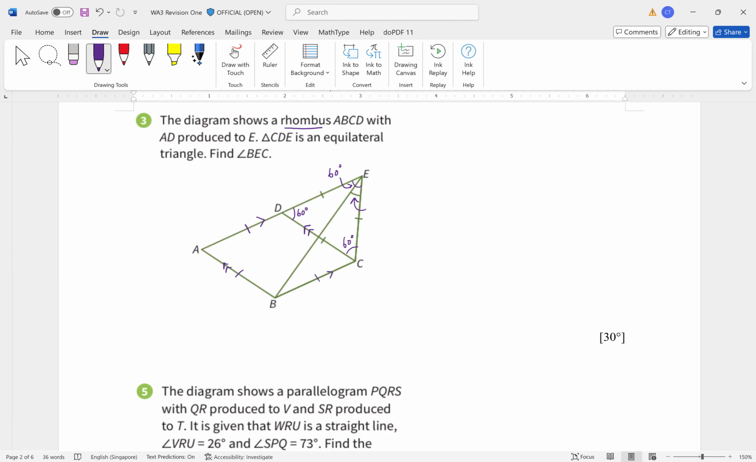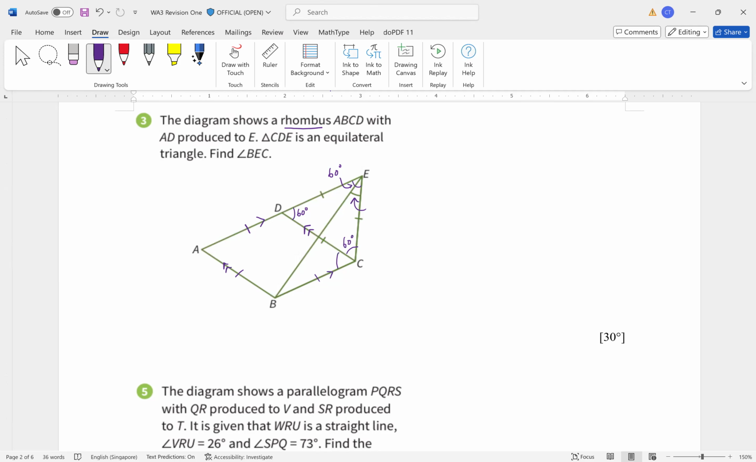Yes, it's an isosceles triangle, right? It's an isosceles triangle because BC is the same length as CE. So this means that if I know this angle, then I'll be able to find angle BEC already, because angle BEC is the same as angle CBE. So I can just take 180 minus this big angle at the center, and then I'll get my answer already.